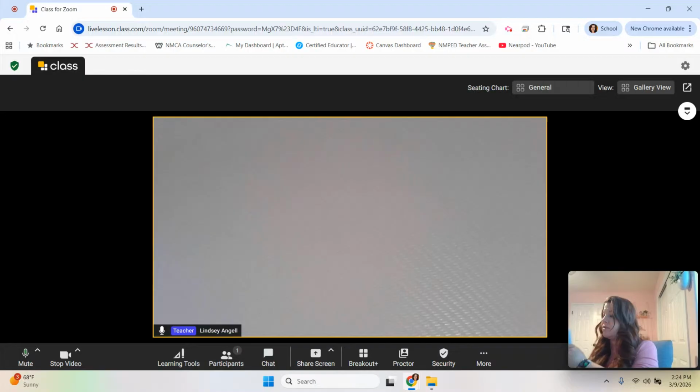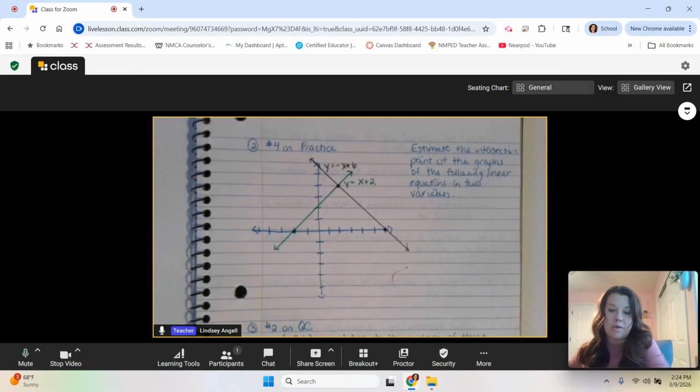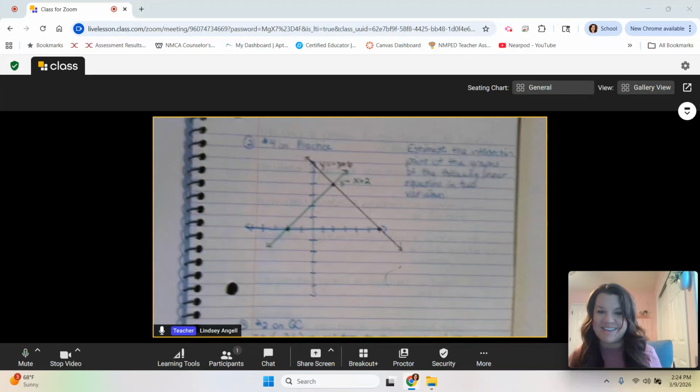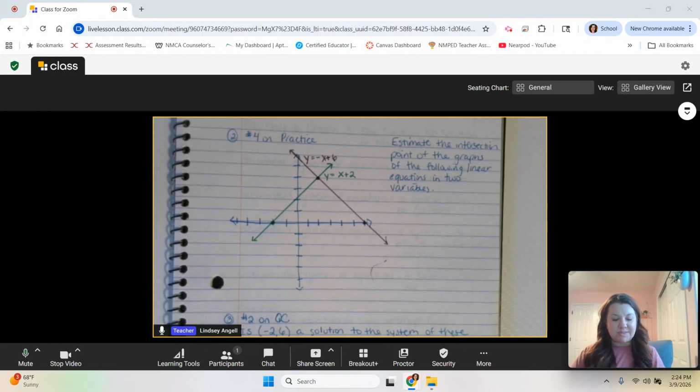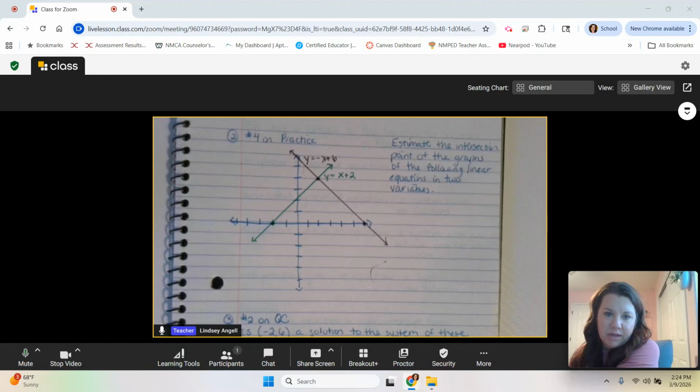All right, let's try another one. This is number 4 on your practice, and now I'm nervous that I wrote it down wrong too, so let me check that real quick. Let's see, we have y equals negative x plus 6, and then y equals x plus 2. Okay, I wrote those ones down correctly. Now, one reason why I chose this one is because it says estimate the intersection point of the graphs of the following linear equations in 2 variables. We're not really estimating, we are finding the exact one, so I just wanted you to be aware of that. For some reason it says estimate, but we are finding the real thing.